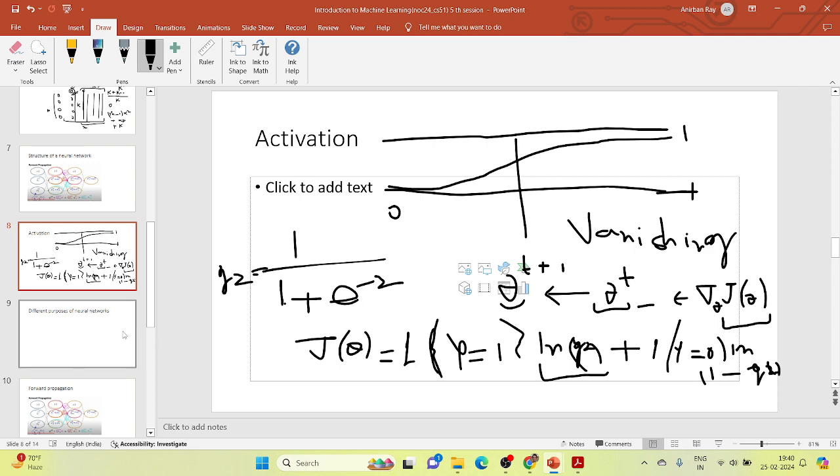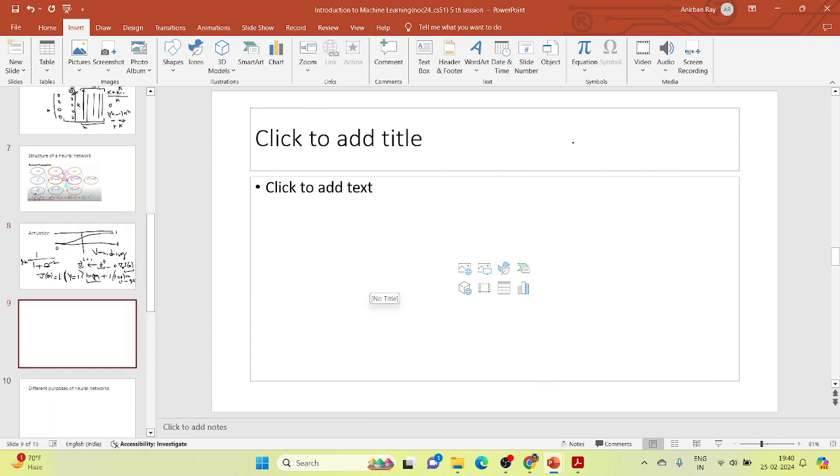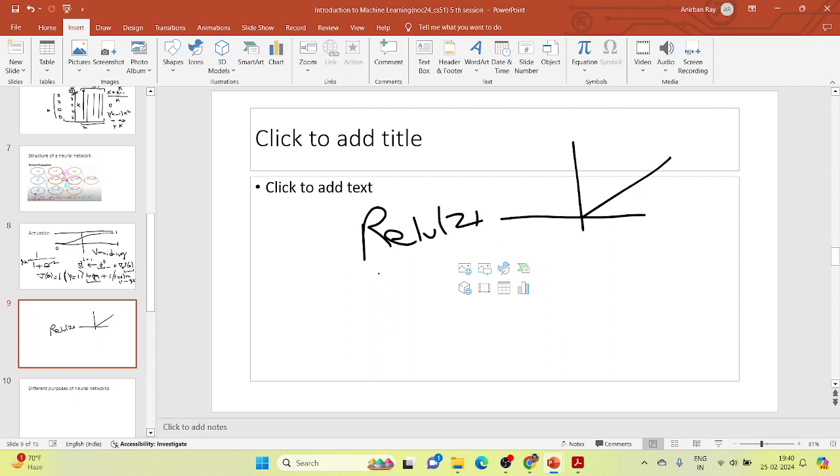So the idea is that we come up with another activation function called ReLU. The idea is like this: ReLU(z) equals z for z greater than or equal to 0, and 0 for z less than 0. This is the ReLU, the activation or non-linearity.